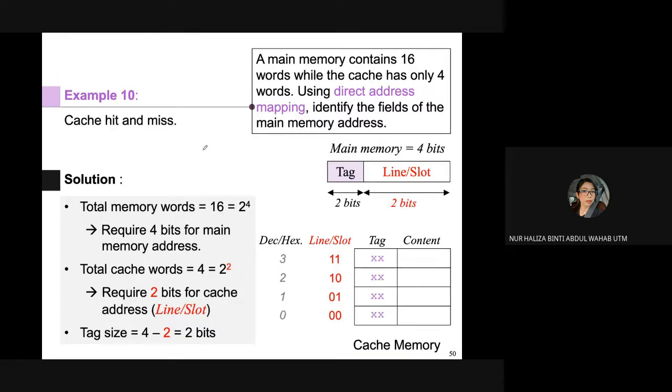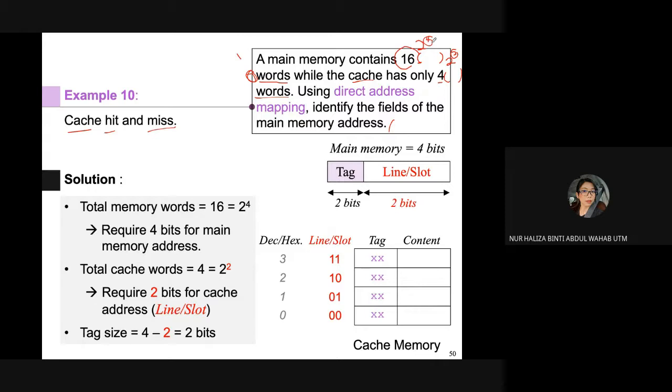So example number 10 over here, which is cache hit and miss. The question is here. A main memory content of 16. Again, we want to convert the number into a power of 2, and we will get 2 to the power of 4. Right? And after that, we need to look at what is the unit behind. So over here, it is words only. There are no other units. While the cache only has 4, and look back, it is only words, so 2 to the power of 2.